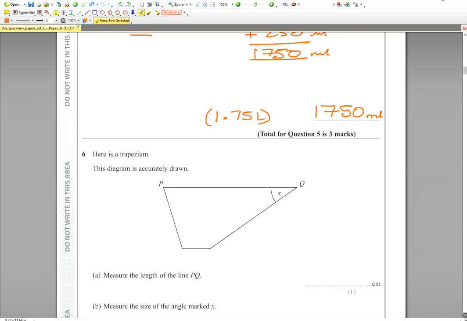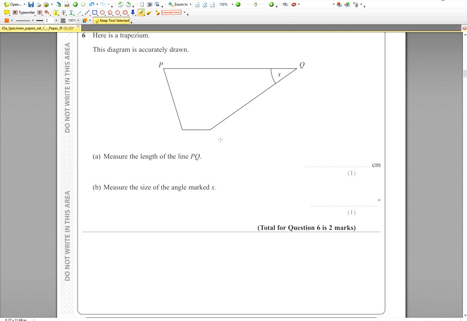Okay. Right. The next question here, you're gonna have to just take my word for it. I don't have a software compass or a protractor, so we're just gonna say that the diagram is accurately drawn. Measure the length of line PQ. So if you measure the length from here to there on your ruler on the paper, what do we get an answer of? I got 7.9.